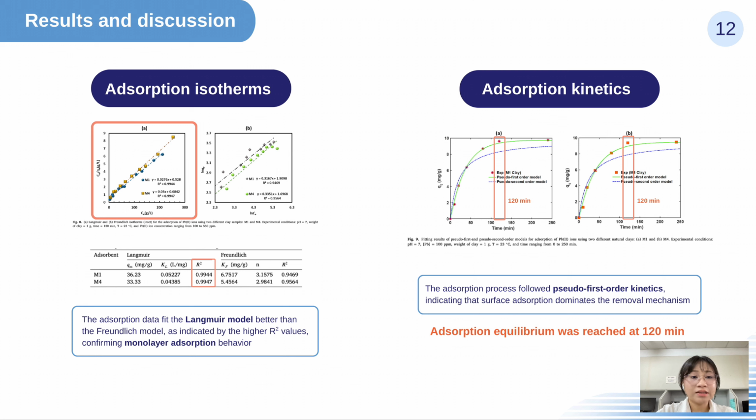The two graphs on the left shows that the adsorption data fitted the Langmuir isotherm model better than Freundlich isotherm models, as indicated by the higher R-square value, confirming monolayer adsorption behavior. And the two graphs on the right shows that adsorption process follow pseudo first order kinetics, as experimental data shows the best agreement with the model predictions, and the adsorption equilibrium reaches within 120 minutes.